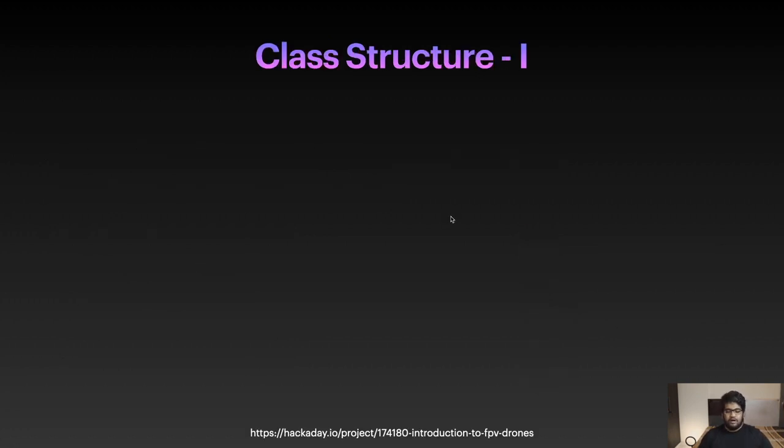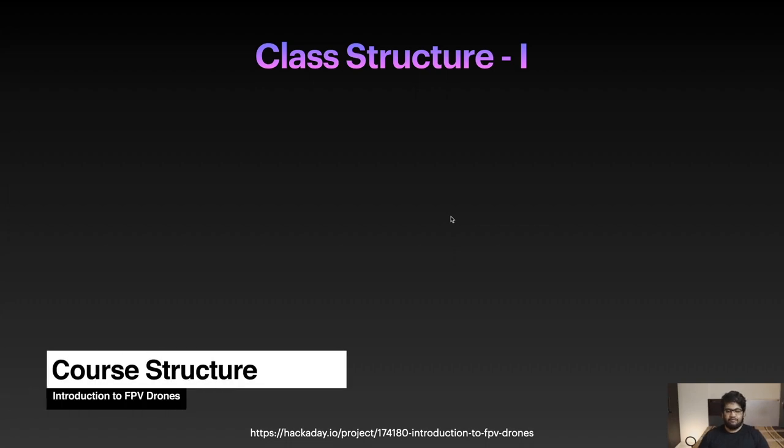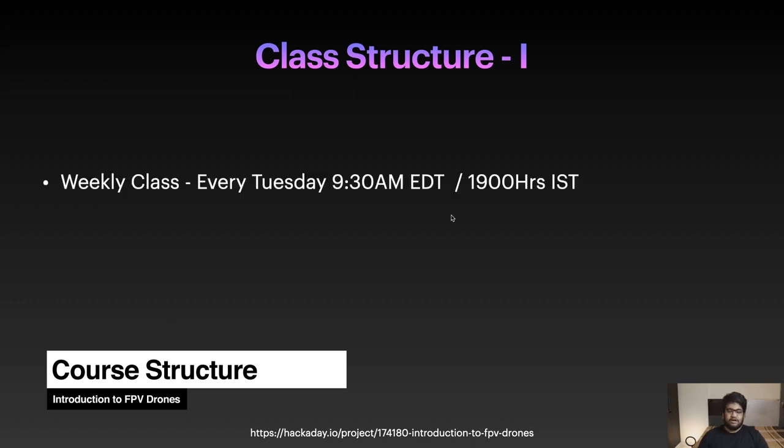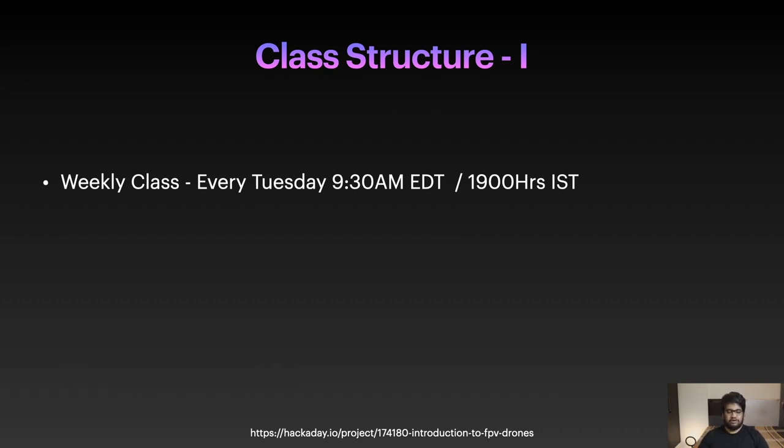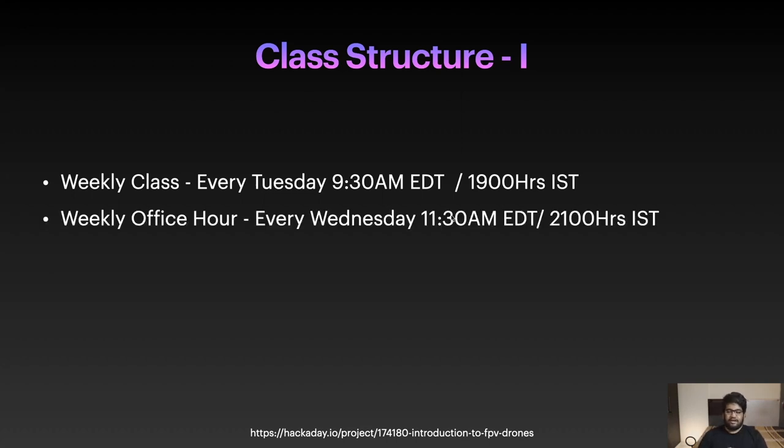So moving ahead, I would like to start by mentioning the class structure, which will help you in attending the future classes. We are going to have a weekly class like this, where I will be sharing my screen and telling you about the content of the classes. It's going to happen every Tuesday at 9:30 a.m. Eastern Daylight Time, and since I'm from India, in IST it would be 1900 hours. You can do the conversion if you are from anywhere else in the world. Every class is followed by an hour of office hours. That is going to happen every Wednesday at 11:30 a.m. Eastern Time, and 2100 hours Indian Standard Time.